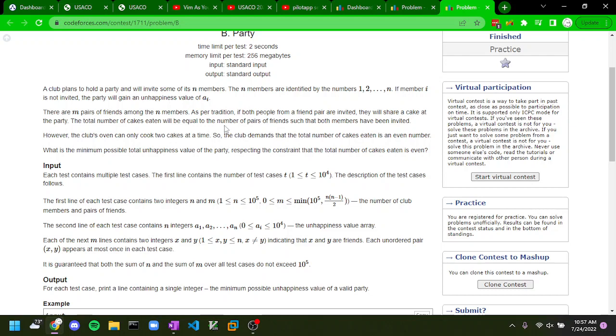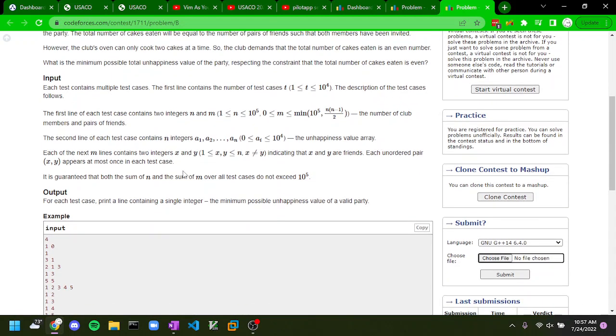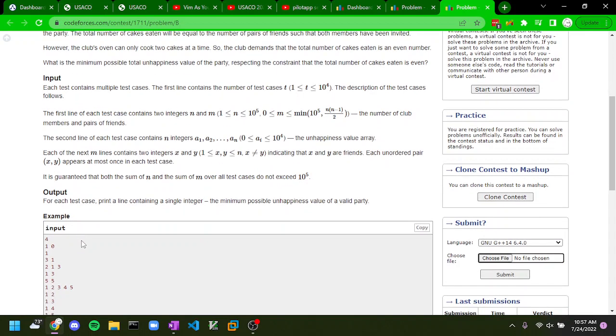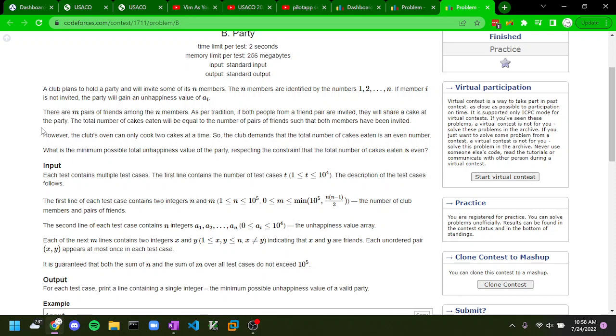So basically, you're given a party. You have a certain number of people, n people, and you're also given m different friend groups or friend pairs. Friends can come into the party as pairs, and if they come in as a pair, then it's tradition to eat cake together, and they share one cake. The baker, though, creates cakes only in pairs of 2, and so in order to include friend pairs, you have to get an even amount of friend pairs, or else it won't work.